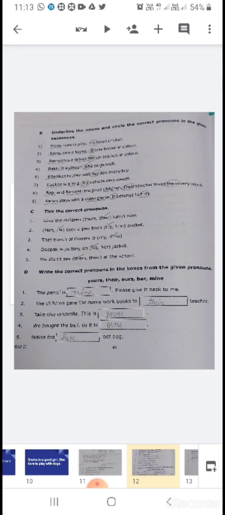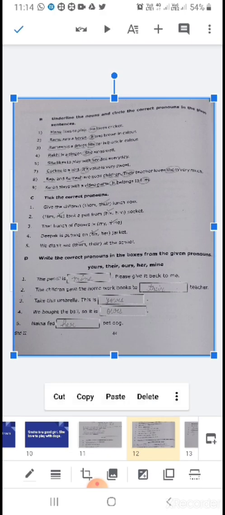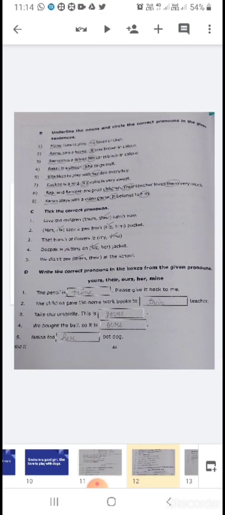Now the D1: write the correct pronouns in the boxes from the given pronouns. Yours, theirs, ours, her, mine. So you just have to write the correct pronoun in the box. So the first is the pencil is dash. Please give it back to me. So when I'm talking about me, we just have to write here mine.